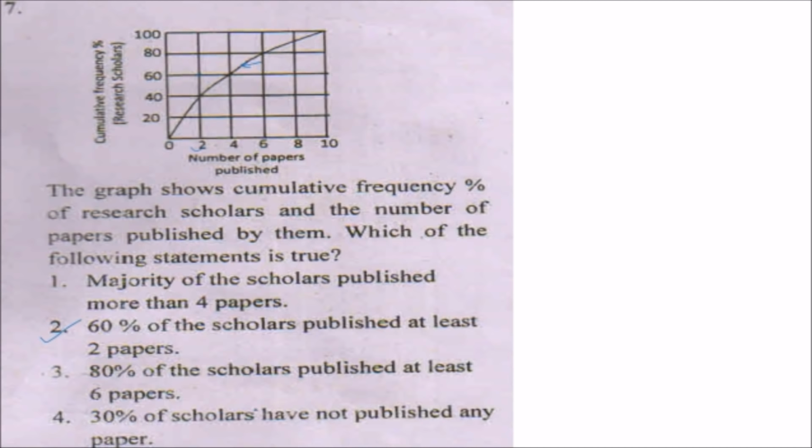And the statement: 30% of scholars have not published any paper. If we look at 30% of the scholars and draw a horizontal line here and here, we come to know it is more than 1 paper.